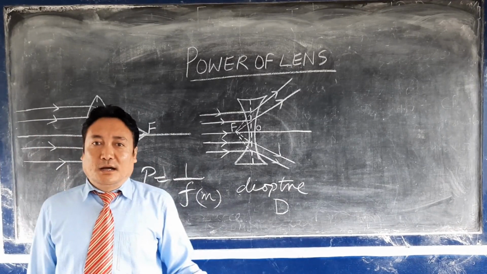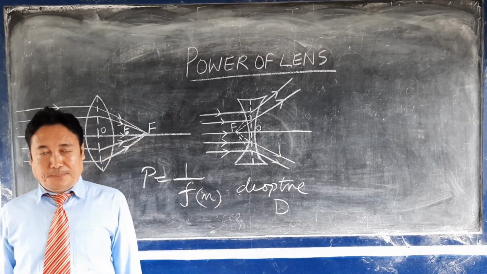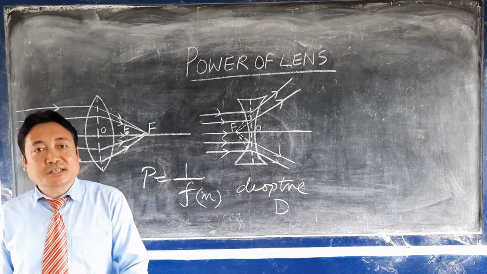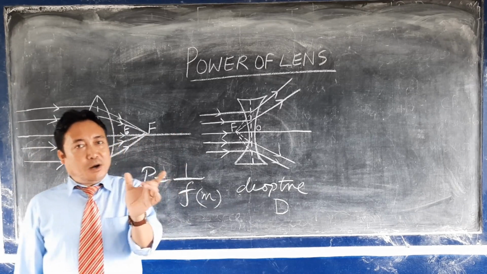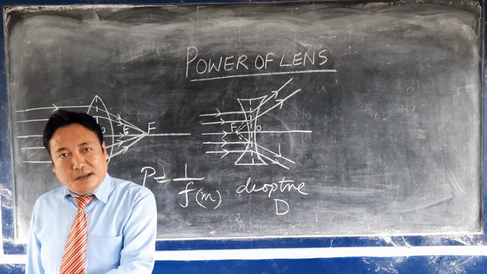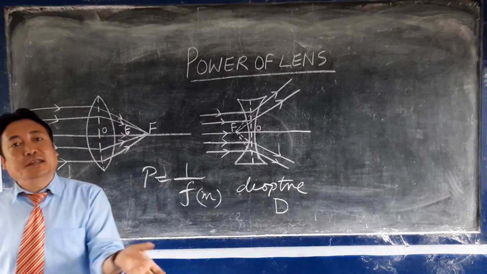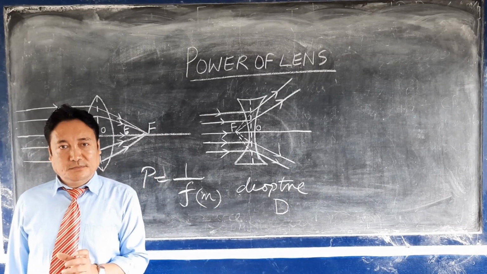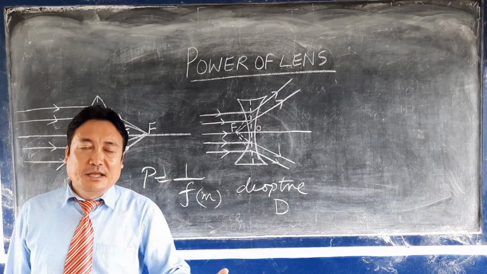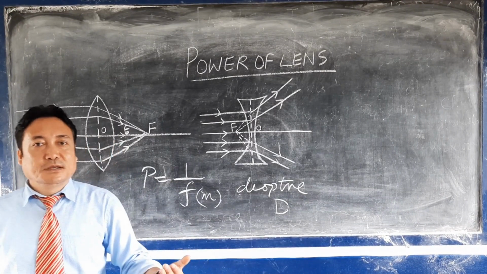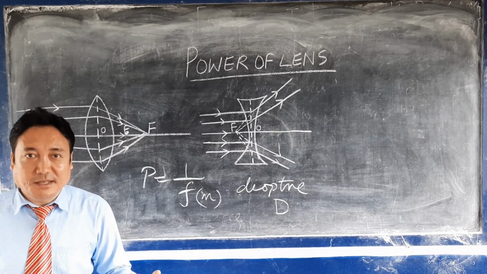This power is measured by an instrument known as the dioptometer. Remember this one also. The dioptometer is used by the optician to measure the power of the spectacle lens.